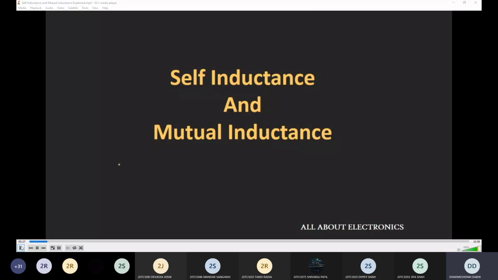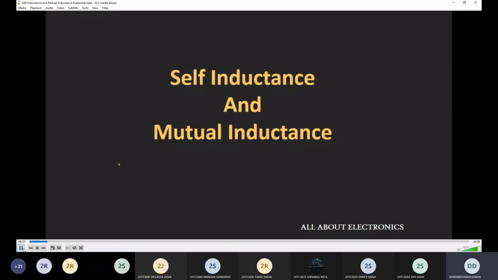Okay. So the same concept, self-inductance and mutual inductance, that we learned in the last lecture, I repeat again. And all of you please write down the equations, because after that we will calculate an example related to this, and at that time we will require the equations. So please note down the equations of self-inductance, mutual inductance, self-induced EMF and mutual induced EMF.